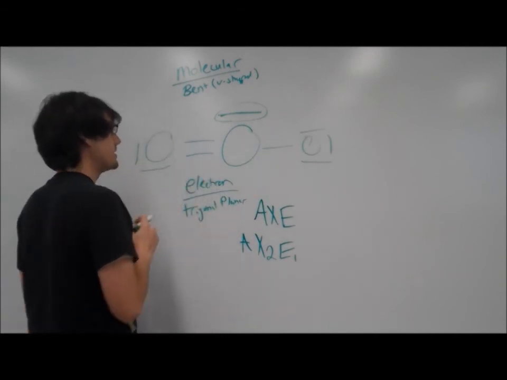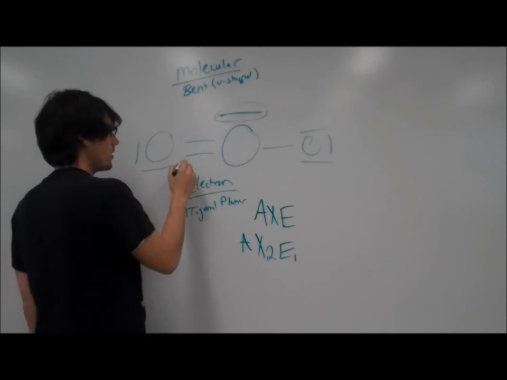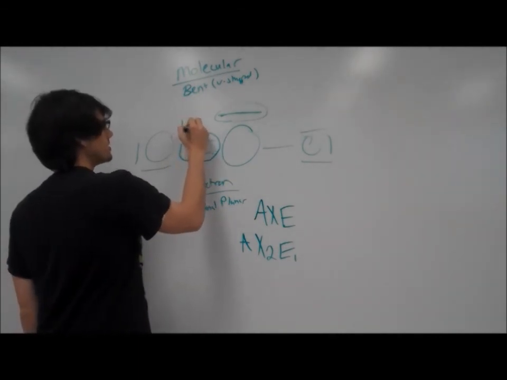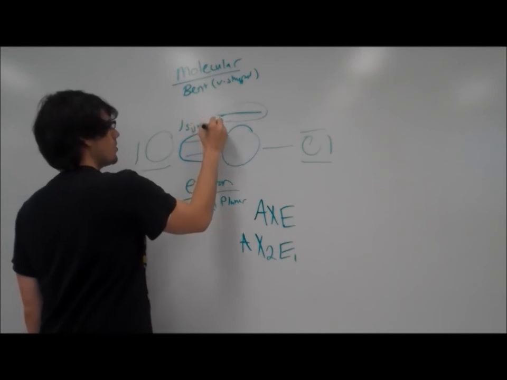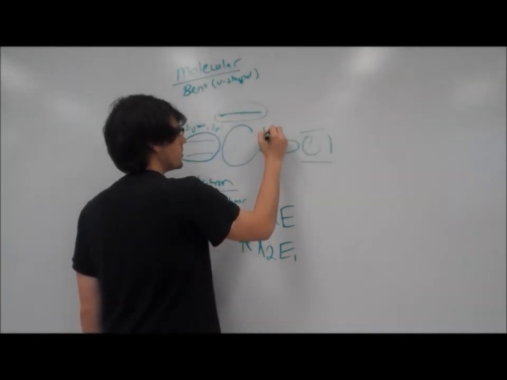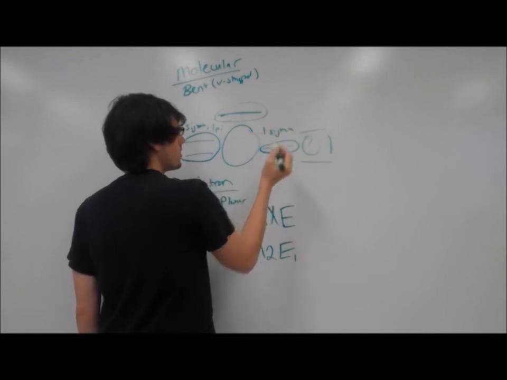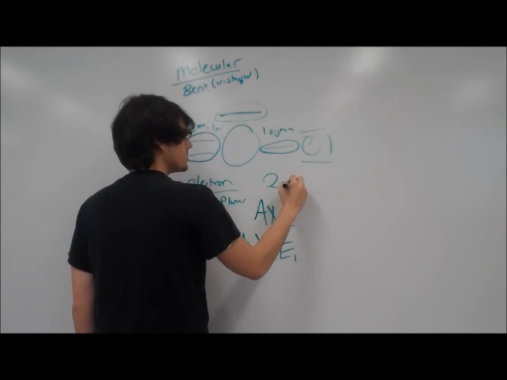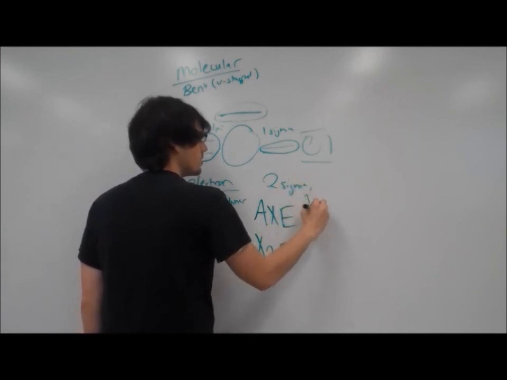We'll now determine how many sigma and pi bonds we have. Notice here we have a double bond, which is 1 sigma and 1 pi. Here we only have a single, which is only 1 sigma, which gives us 2 sigma bonds and 1 pi bond.